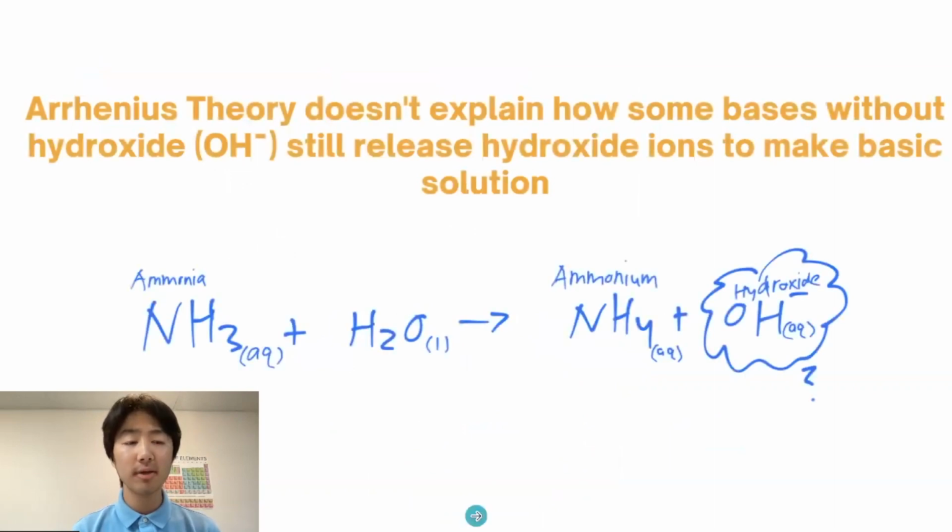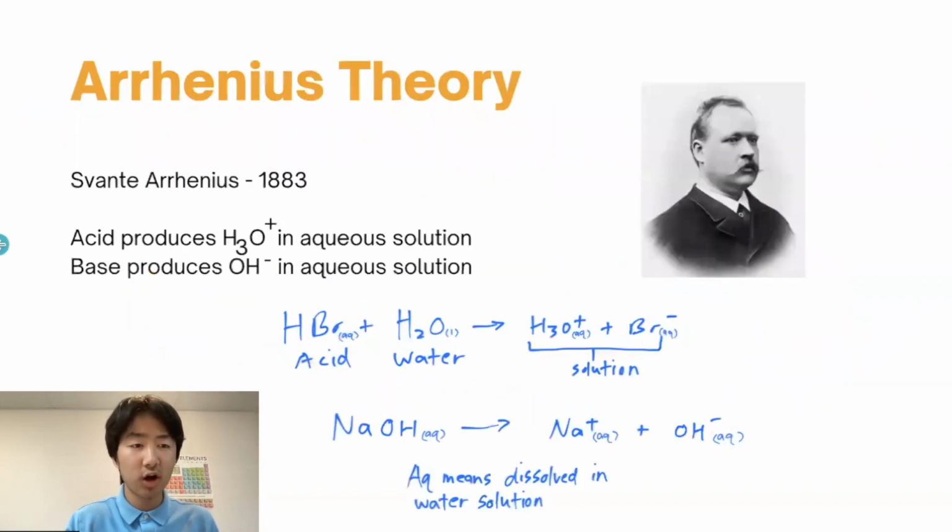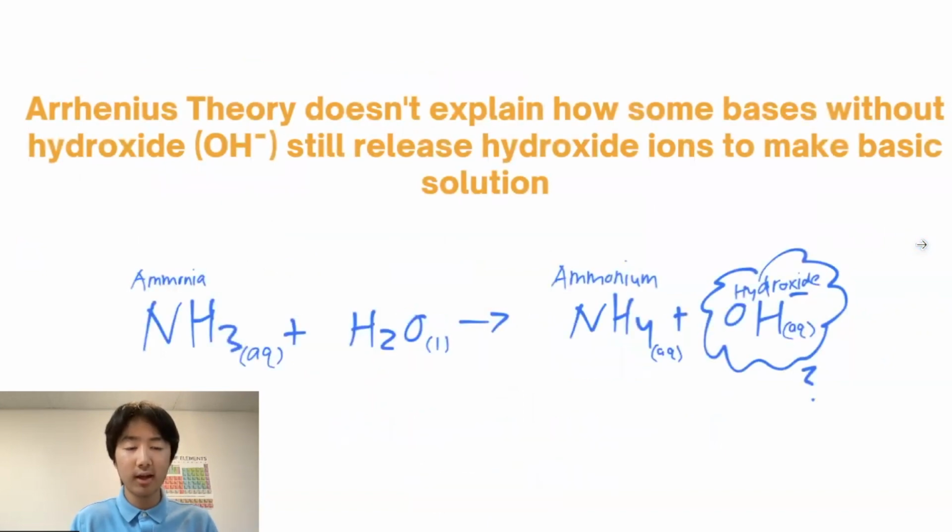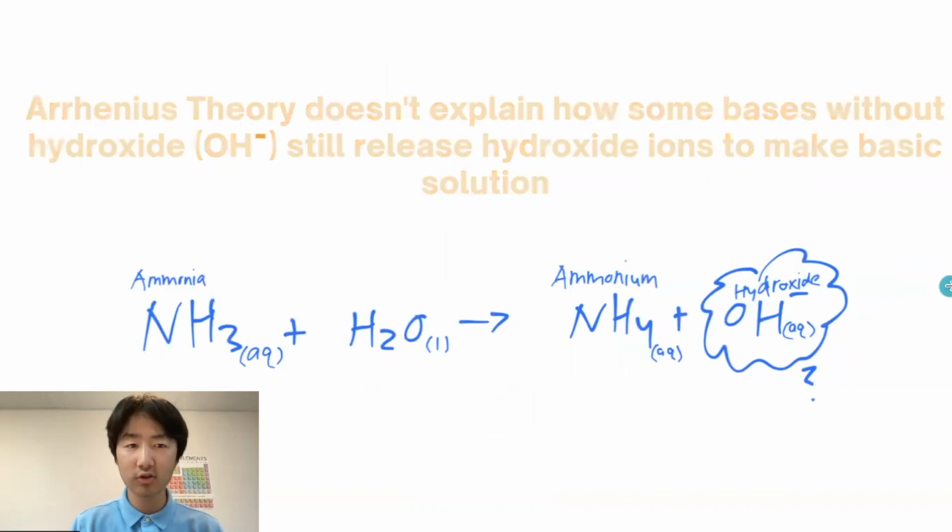However, there are limitations to this, right? Arrhenius theory doesn't explain how bases without hydroxide still make a basic solution. For example, as you see in this depiction, ammonia, NH3, doesn't have the hydroxide that NaOH had, right? So how is NH3 basic?